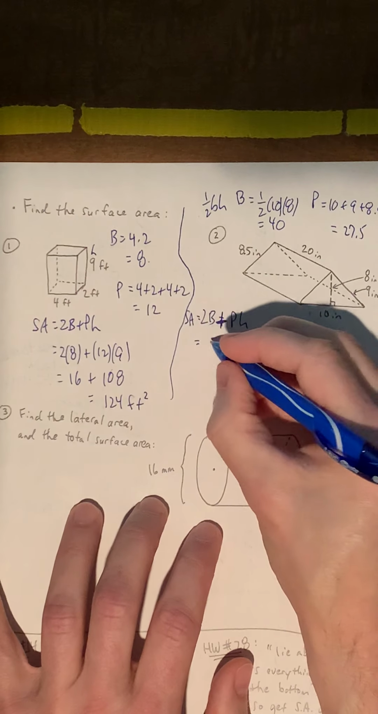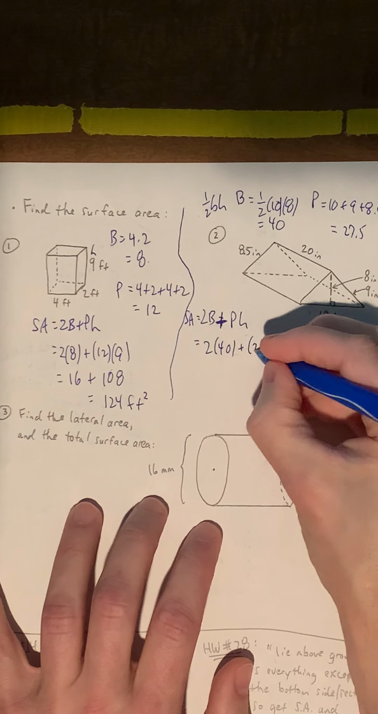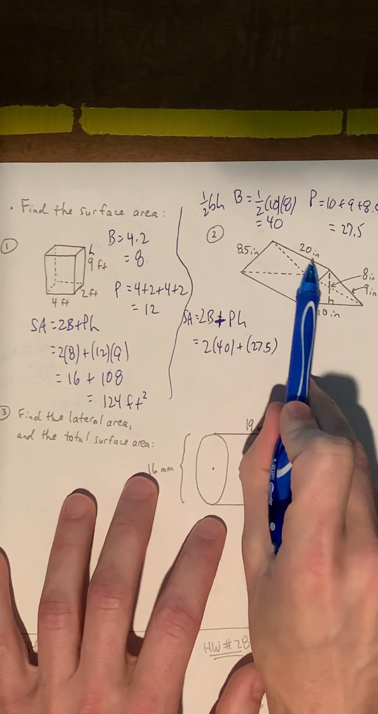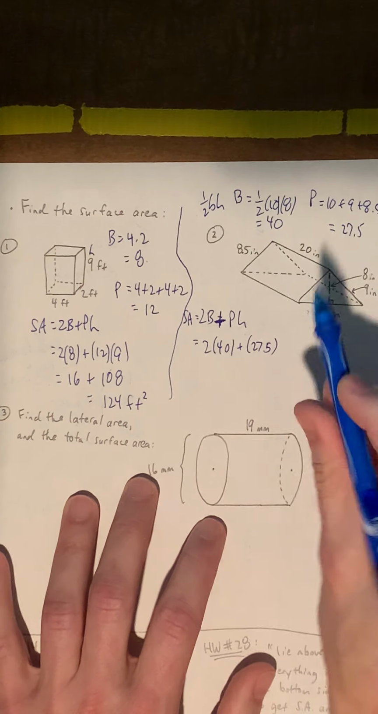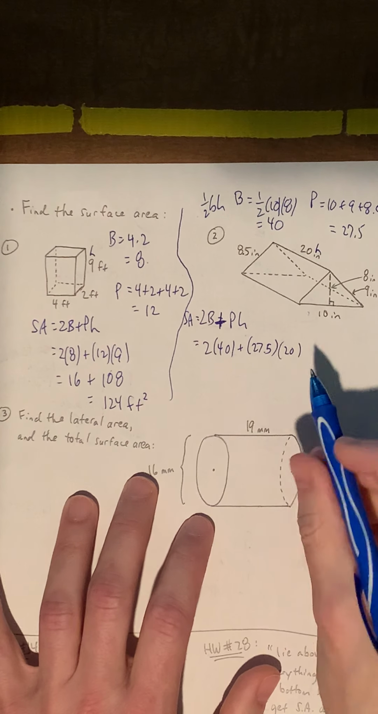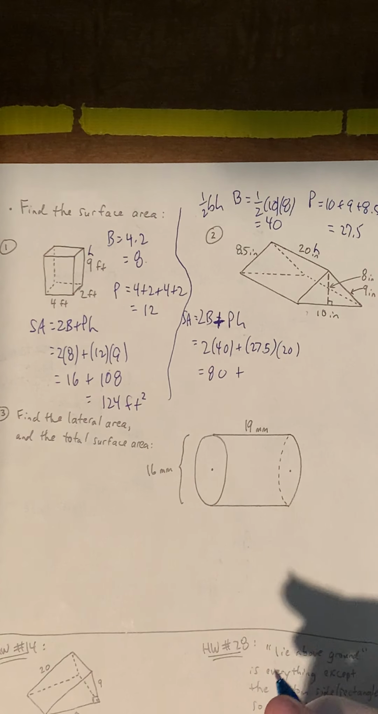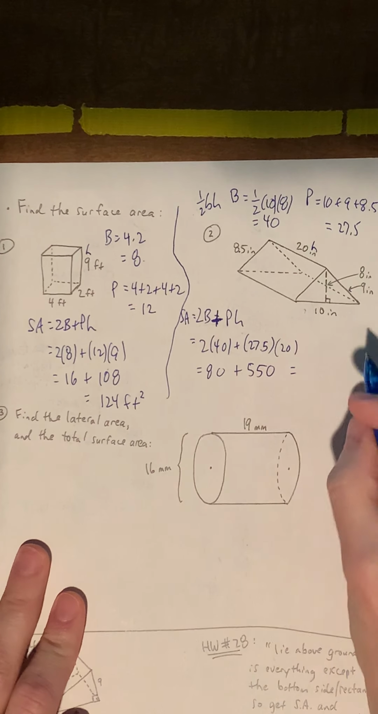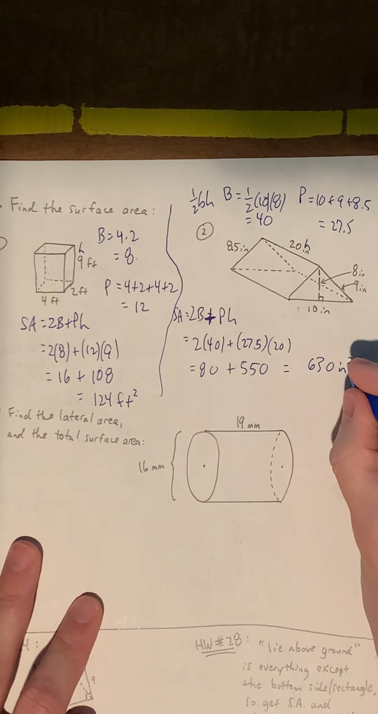So 2 times B, which is 2 times 40, plus P, which is 27.5, times the height, which is not vertical here. It's actually going kind of side to side or diagonal. Base to base, though, triangle to triangle, 20 inches. So 20 is your H value. All right, here we go. 2 times 40 is 80. 27.5 times 20 is going to give us 550. If we add those two, we get a grand total of 630 for our surface area, and our unit is square inches.